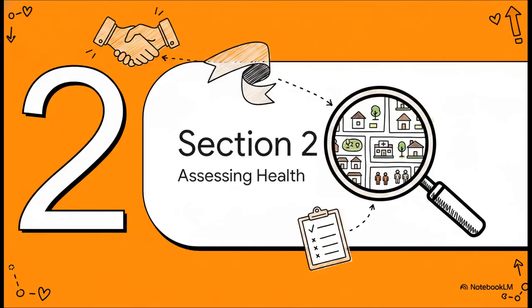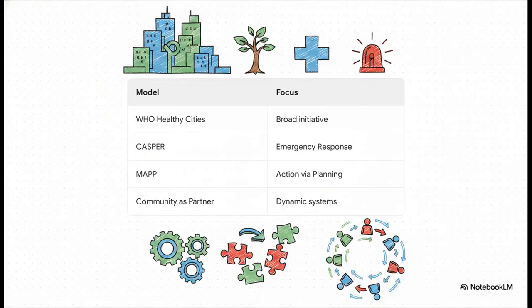Moving right along to Section 2, Assessing Community Health. So, we've got our partnerships formed, our MOUs are securely in place. But how do we actually figure out what the community needs? We have to assess the community as our client. And this brilliantly illustrates the different assessment frameworks you absolutely have to memorize. It's totally critical for exam success to distinguish between these models.